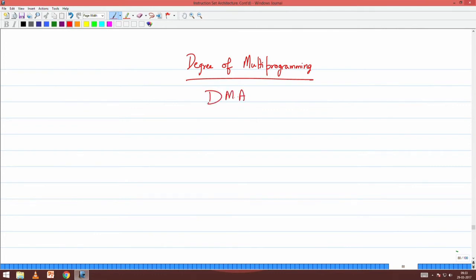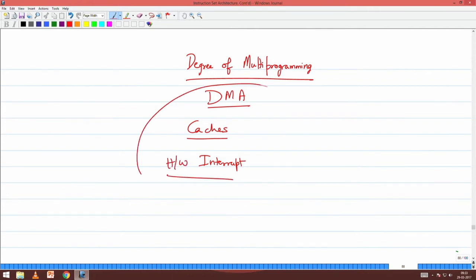DMA, caches, interrupts, hardware interrupts. These three are basic building blocks to get what we call the degree of multiprogramming.